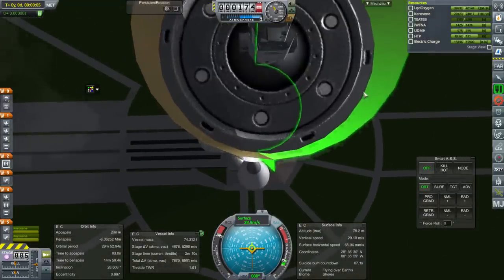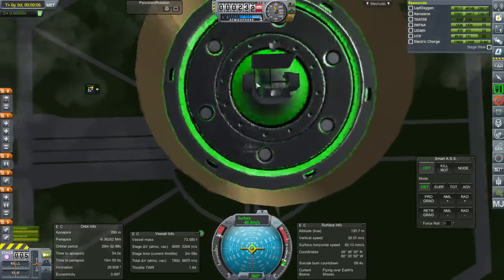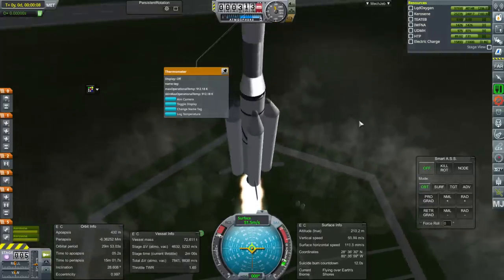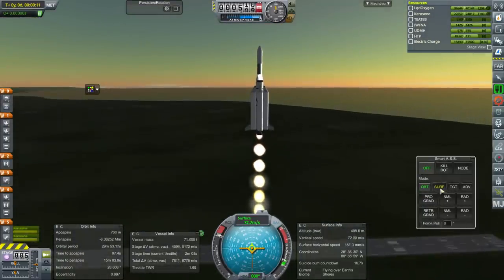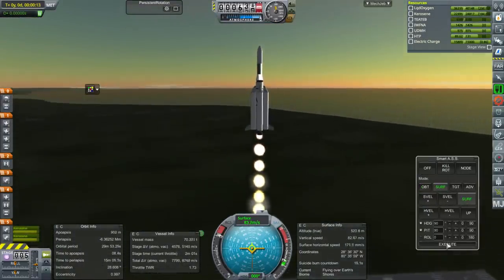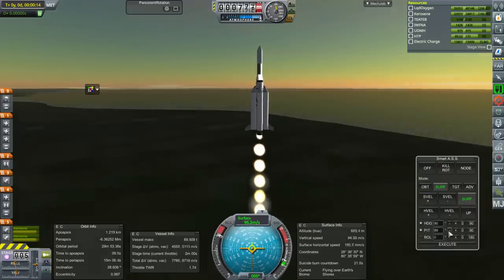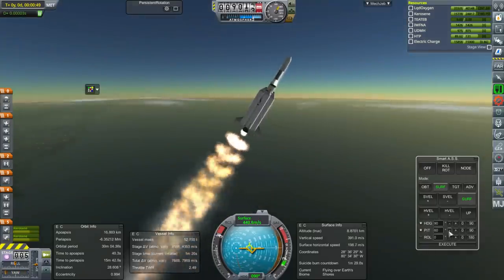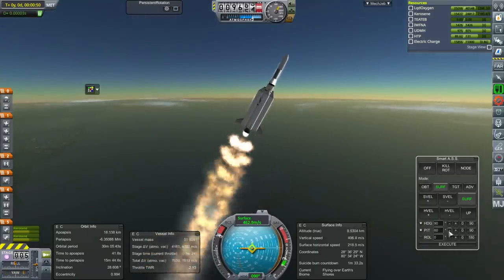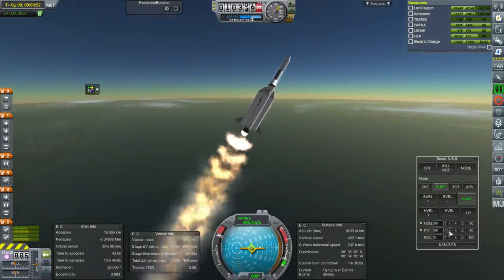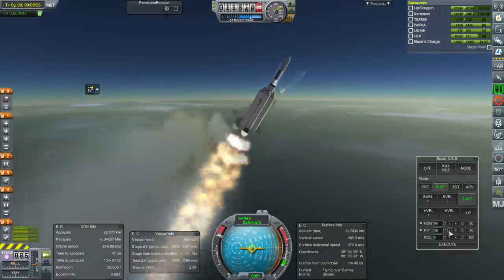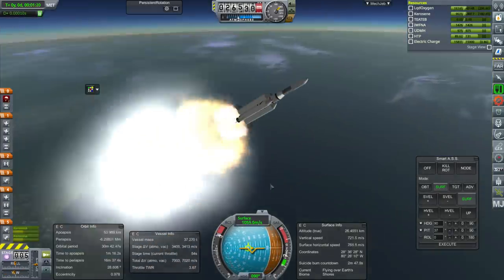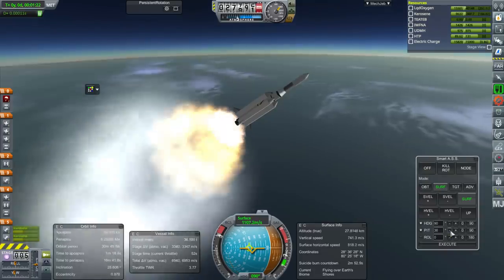Do we have thermometer and barometer on here? Yes, we do. Well, at least there's that. Okay, we'll try and control it with Smart ASS, though Smart ASS doesn't generally like fins. Serious wiggling. But I think that'll settle down. Nice big plume for this rocket.